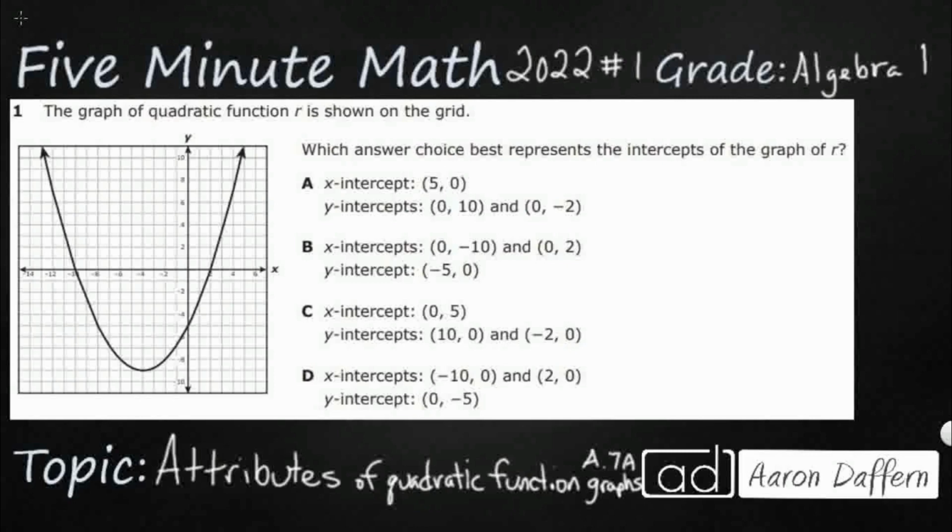So we have a quadratic graph function of r, and we need to find the best answer choice that represents the intercepts. All right, so what do we know about the intercepts? Well, the intercepts are where the graph intercepts either the x-axis or the y-axis. Now, here's the funny thing: the x-intercept has two other names that we need to keep our eyes open for. Sometimes they will be called the x-intercept, which they are in this particular problem. Sometimes they're called the zeros. Sometimes they're called the solutions.